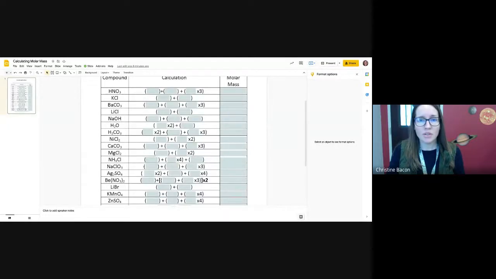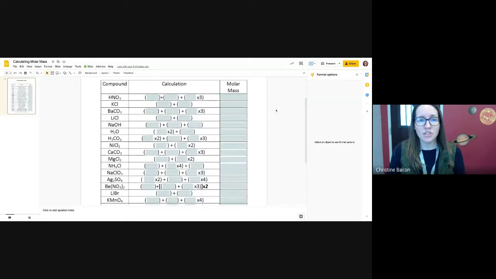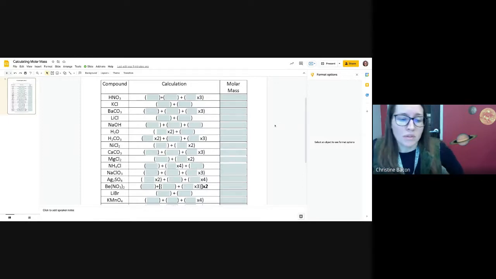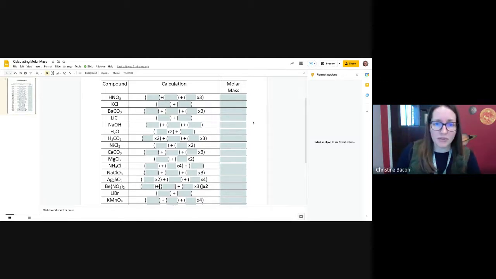Hello, I am going to go through a worksheet called Calculating Molar Mass with you. I will go ahead and get there. So this worksheet is not a grade, but I think it will help you when we move on to converting moles to mass and mass to moles. So what we're going to do, let's talk about the principle of this first.